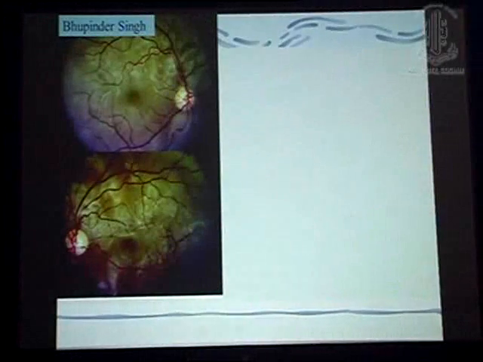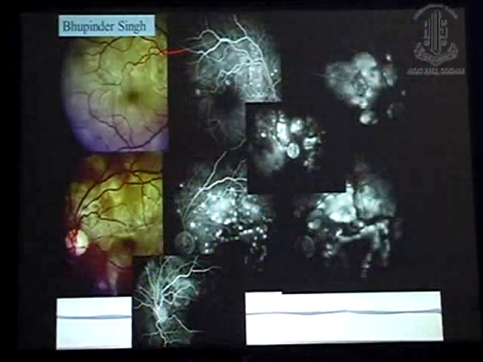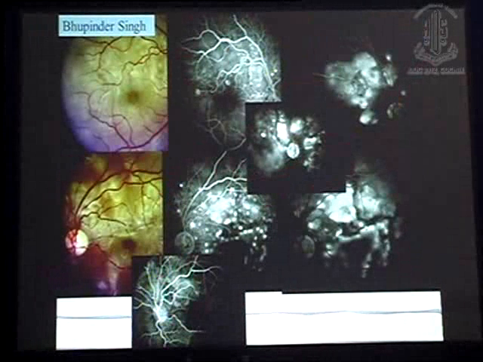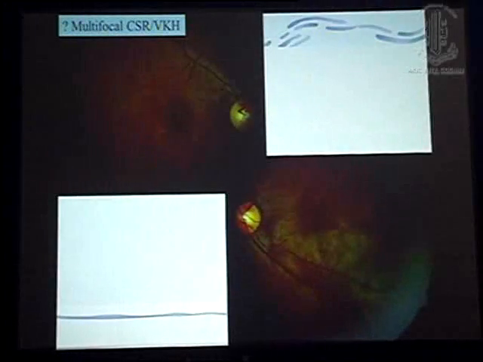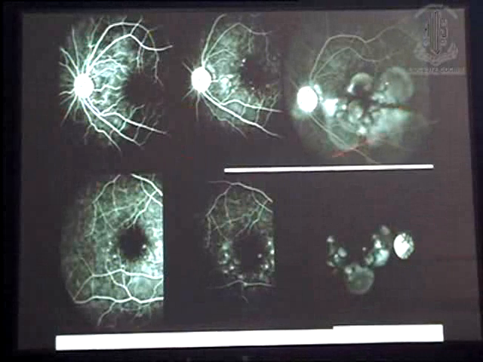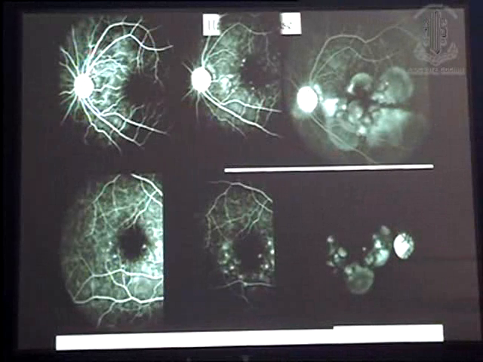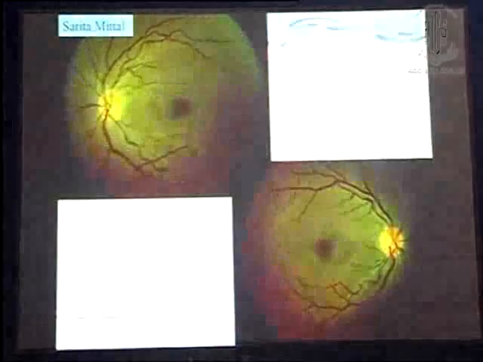This is another patient who was diagnosed as CSR, but you see this angiogram. There are multiple, starry kind of phenomena, hyperfluorescence patches. This is typical of Harada's disease, where you have multiple leakages like this, a starry phenomena in the fundus. Another patient who has this typical Harada's disease, multiple detachments. After treatment with steroids, this has come down to normal.